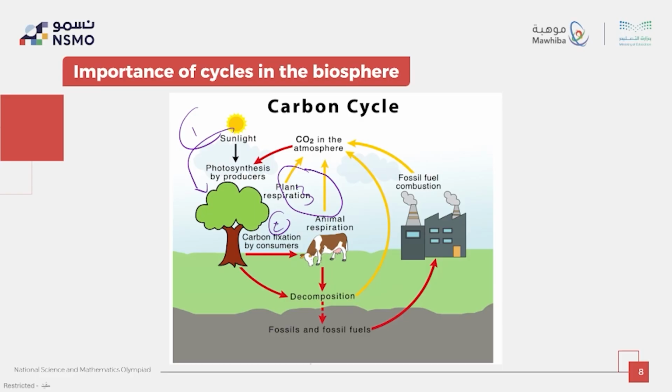And step number 4, decomposition. When organisms die, decomposers break them down and release carbon into the soil and atmosphere. Look here, it's released. Number 5, fossil fuels and combustion. Some carbon becomes fossil fuels, and when humans burn these fuels, as you see here, carbon dioxide returns to the atmosphere.